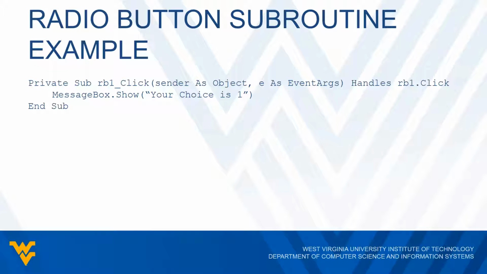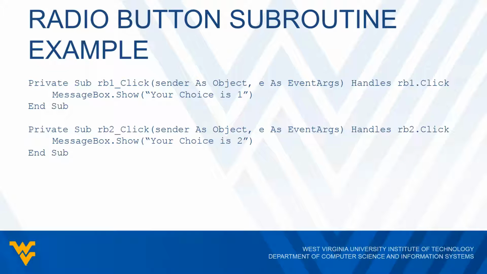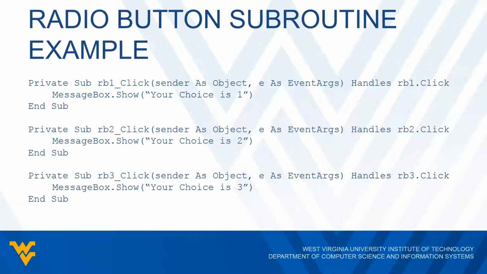Now we can do this for other radio buttons as well. For example, maybe I have a second radio button called RB2, and if I go into all my options and click on the Click event, I can create a subroutine for that radio button as well. We can have a message box pop up that says your choice is 2 whenever we click on the second radio button. I can even do it a third time. Maybe I have a third radio button called RB3. Then we would create a subroutine for the event of clicking on that radio button, and whenever I click on it, I could have a message box appear that says your choice is 3.